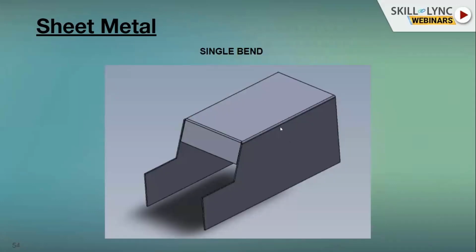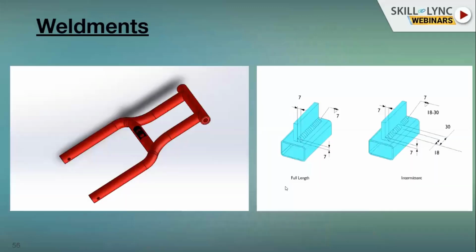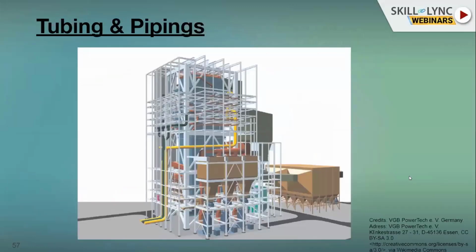This is a sheet metal part which has a single bend, once 90 degree and 190 degree here with an angle. This is a single bend. If you see here, we have two bends, 190 degree, again 190 degree. So this is a double bend. This is a weldment part which is done using SolidWorks. Like during the detailing, we can showcase the fillet length and dimensions to educate the welder. This is a tubing and piping of the entire assembly. It can be useful in oil and gas industries.